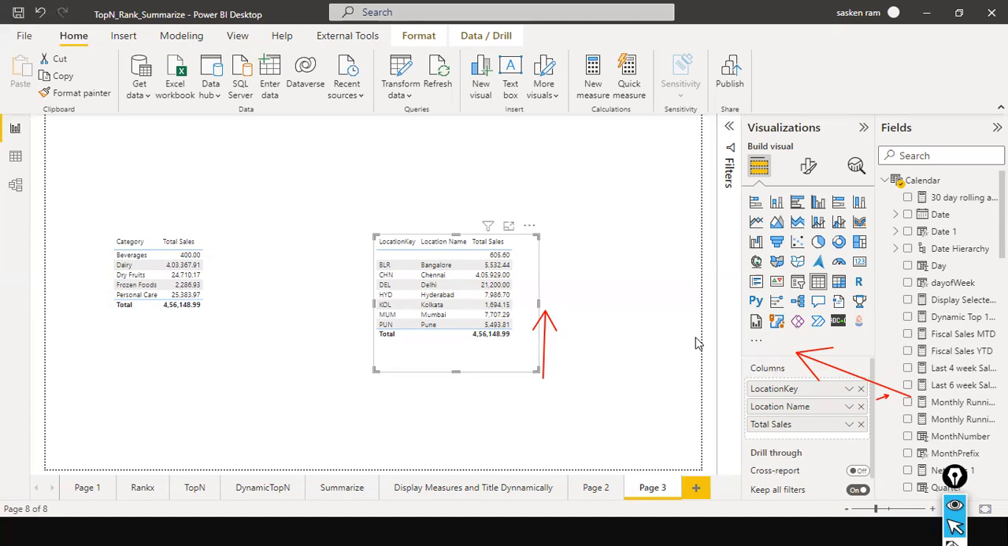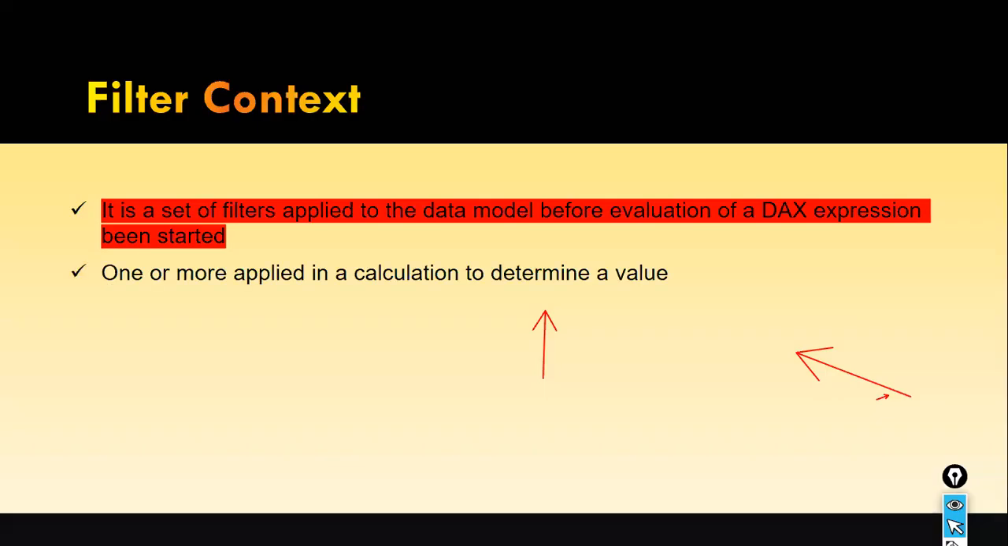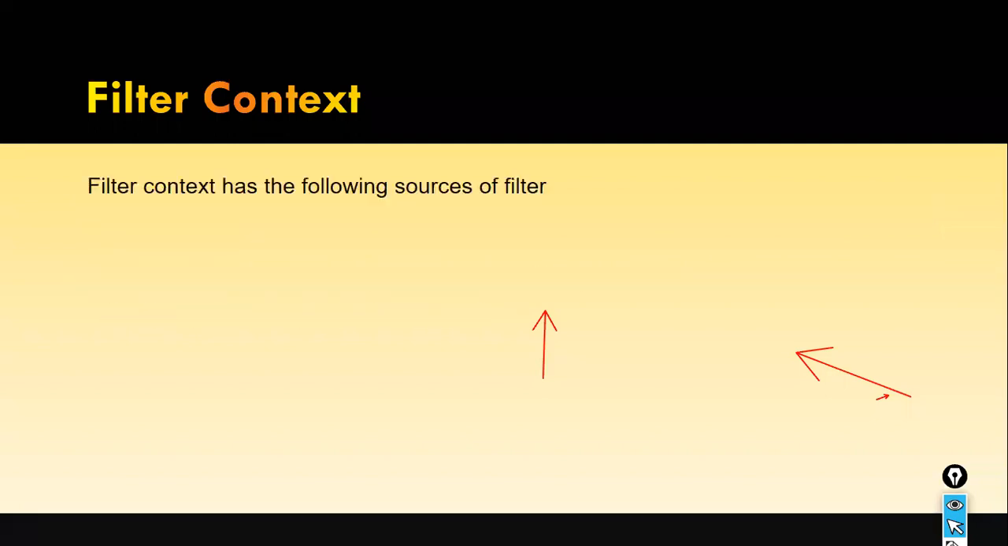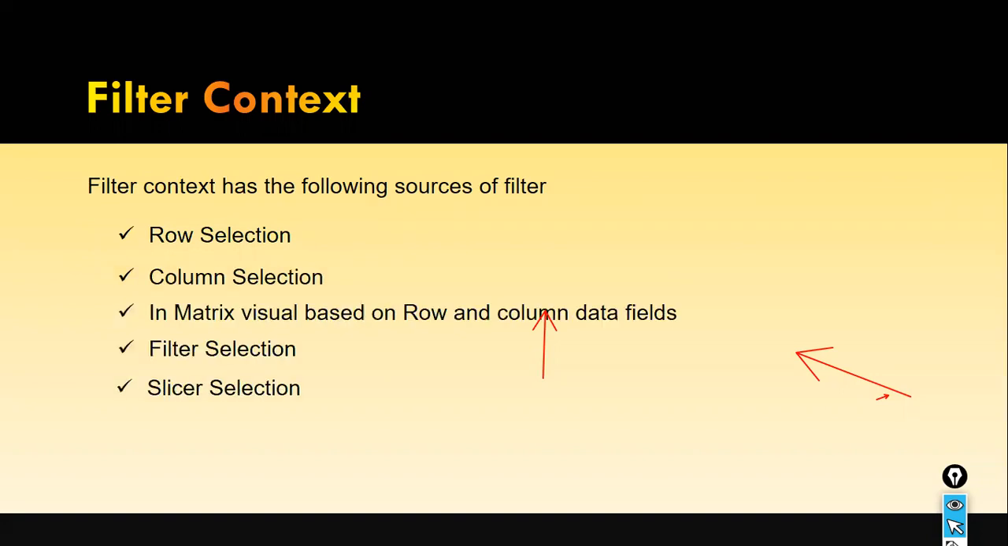So the filter context can be applied using visuals and DAX. What are the sources of filter? For your data: row selection, column selection, slicer selection, filter selection, matrix visual based on row and column data fields, and DAX formula filters. So these are the different ways filters are applied on your visual.